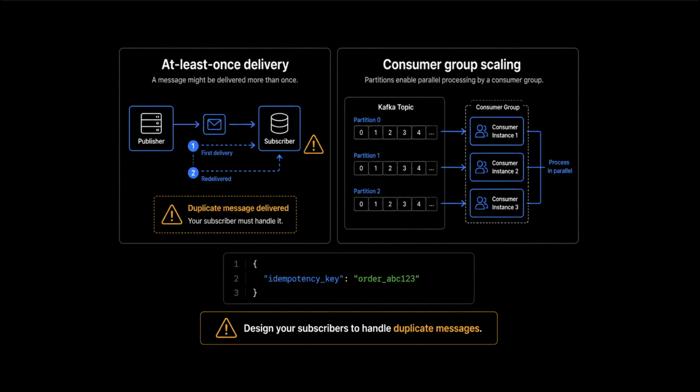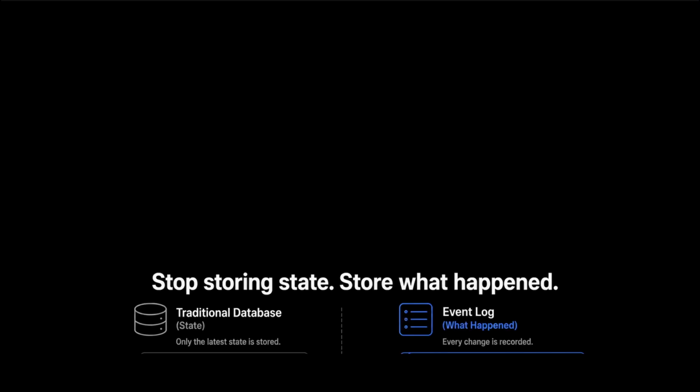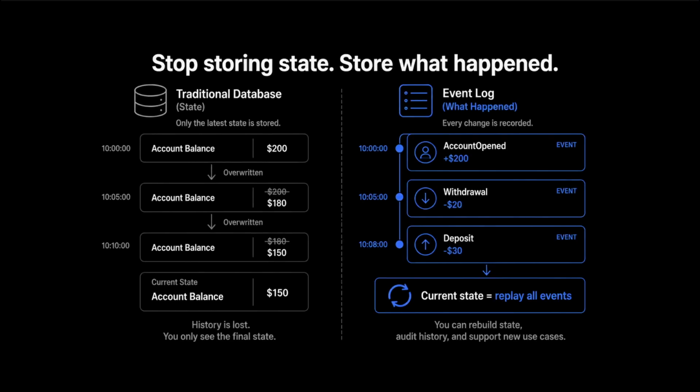Alright, PubSub moves events around, but what if you want to use those events as your source of truth? Here's where it gets really interesting. Normally, when a user's bank balance changes, you just overwrite the number in a database and you lose all the history. Event sourcing flips this completely.